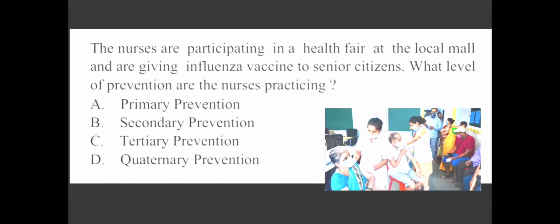The nurses are participating in a health fair at the local mall and are giving influenza vaccine to senior citizens. What level of prevention are the nurses practicing? A. Primary prevention, B. Secondary prevention, C. Tertiary prevention, D. Quaternary prevention. And the correct answer is A.